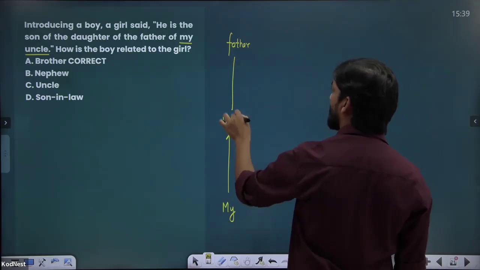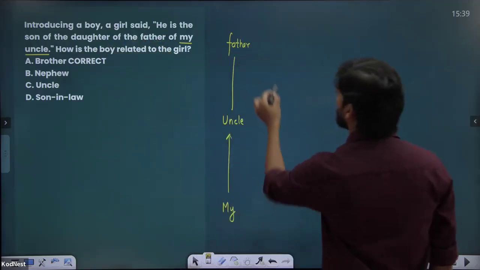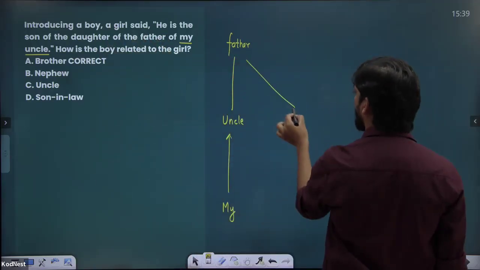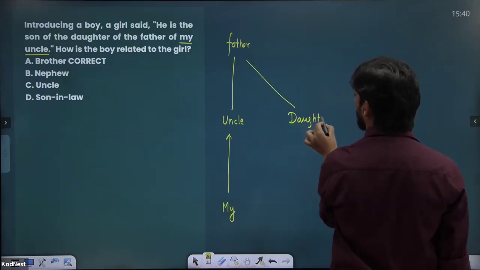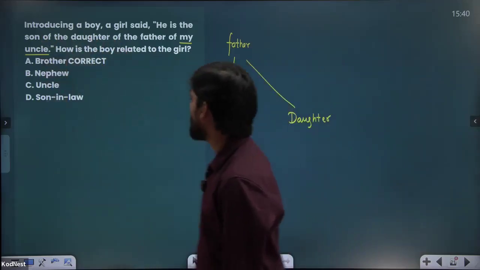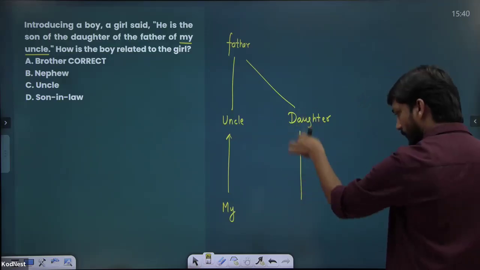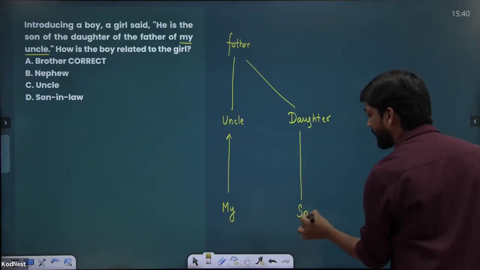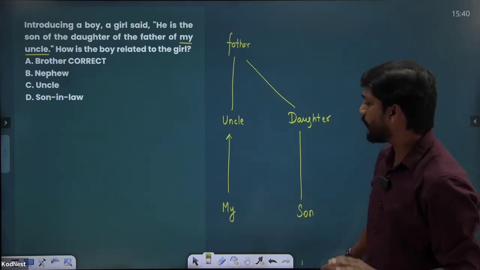So my uncle, father. After the father, you have to take the daughter. Daughter will be one generation below. So take the daughter. After the daughter, you have to take the son. Son will be one generation below. So one by one, read the relation and don't write this.